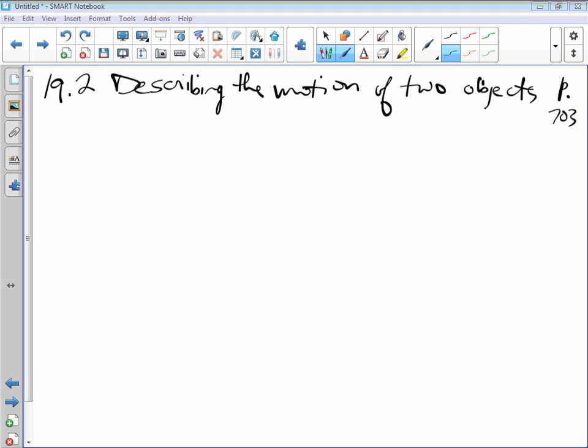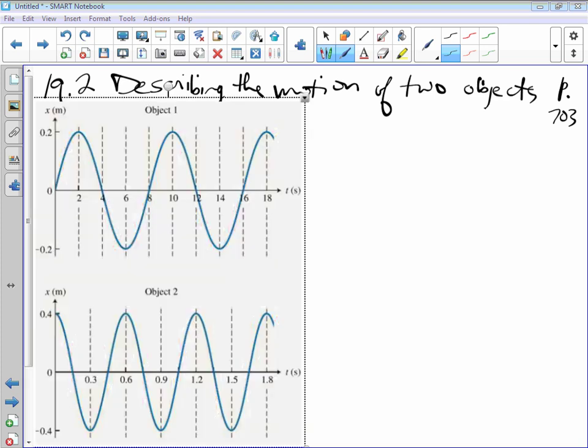Example 19.2, describing the motion of two objects, is on page 703. The graphical descriptions of the vibrational motions of two objects are shown in the figure. Write mathematical descriptions or equations for these motions. And if you remember these from math, you would notice that the first one is a sine wave, and the second one is a cosine wave, depending on where your 0 point is.